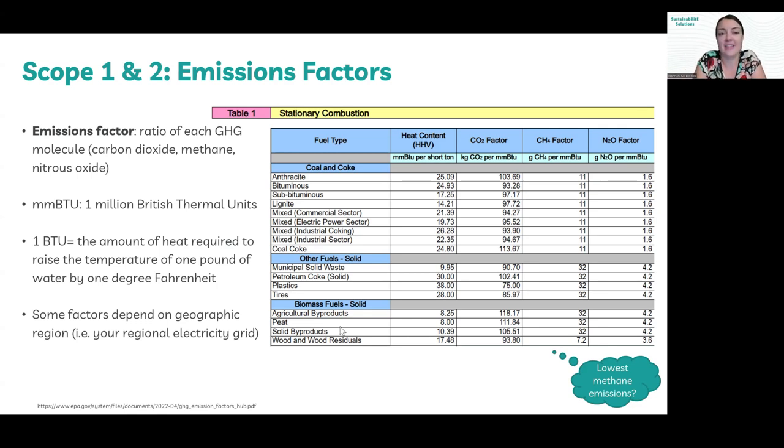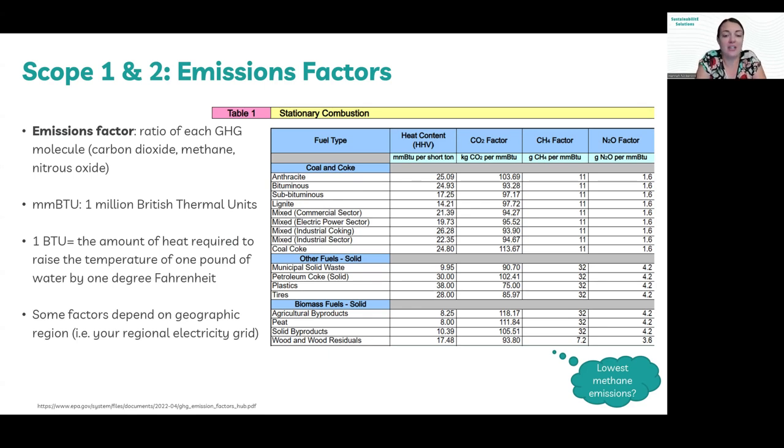If you want to jump in the chat or jump off of mute, if somebody could figure out what fuel type has the lowest methane factor on this list, you get a gold star for the day.